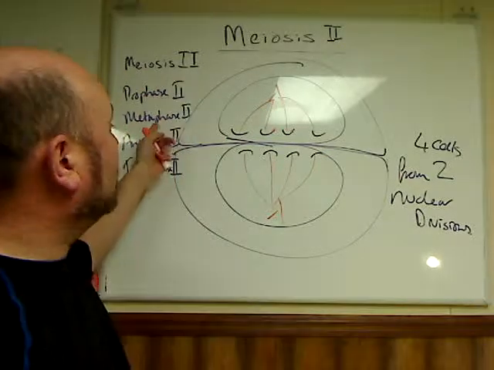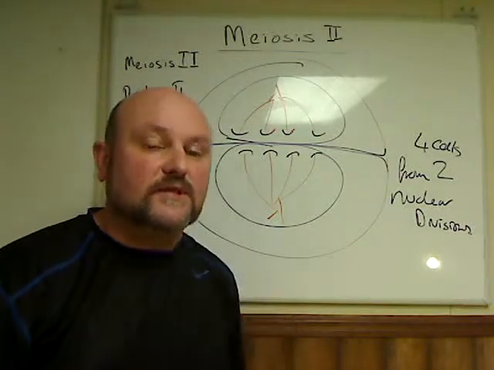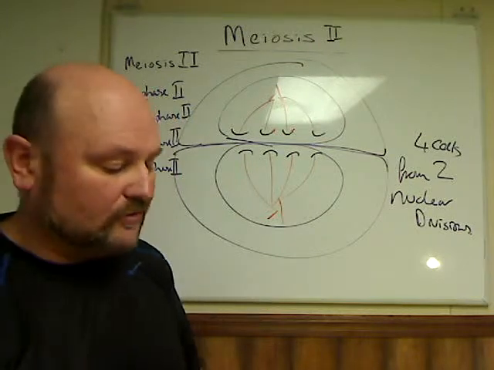Remember, in meiosis I, a lot of change at metaphase, which gives the variation and halves the chromosome number.